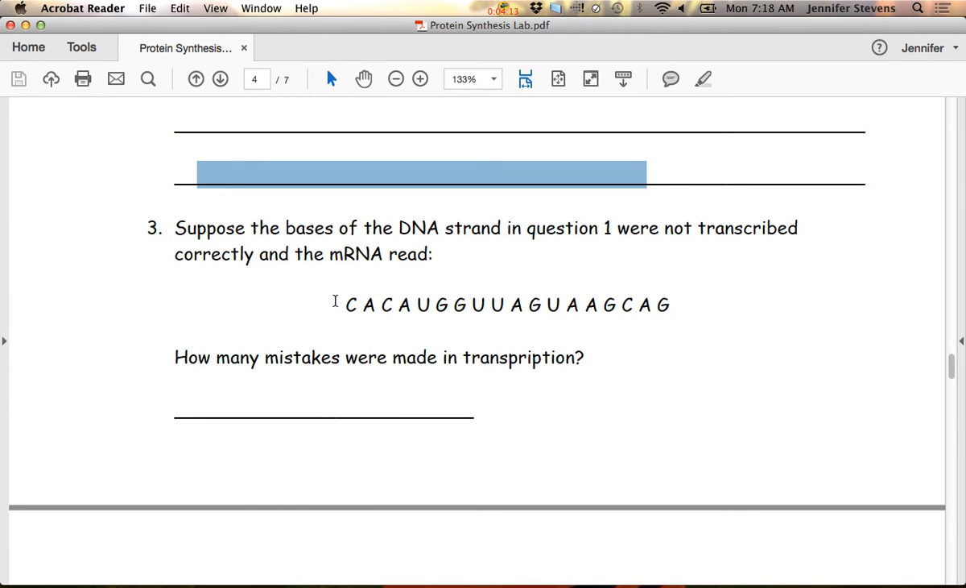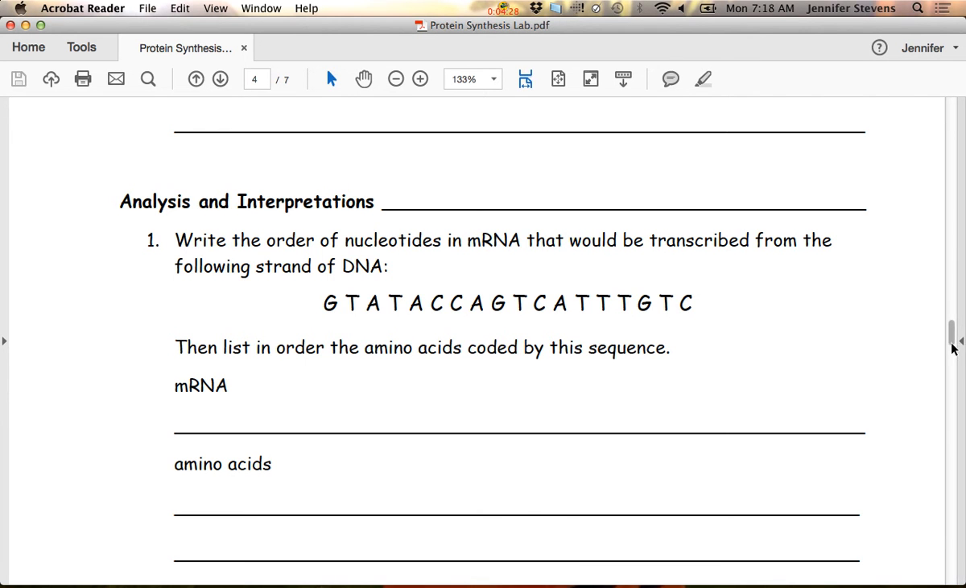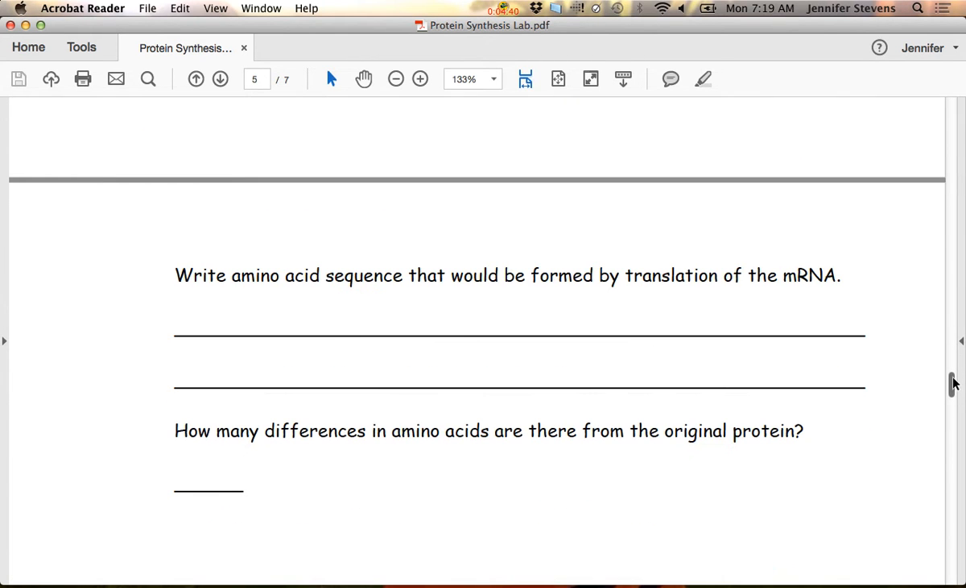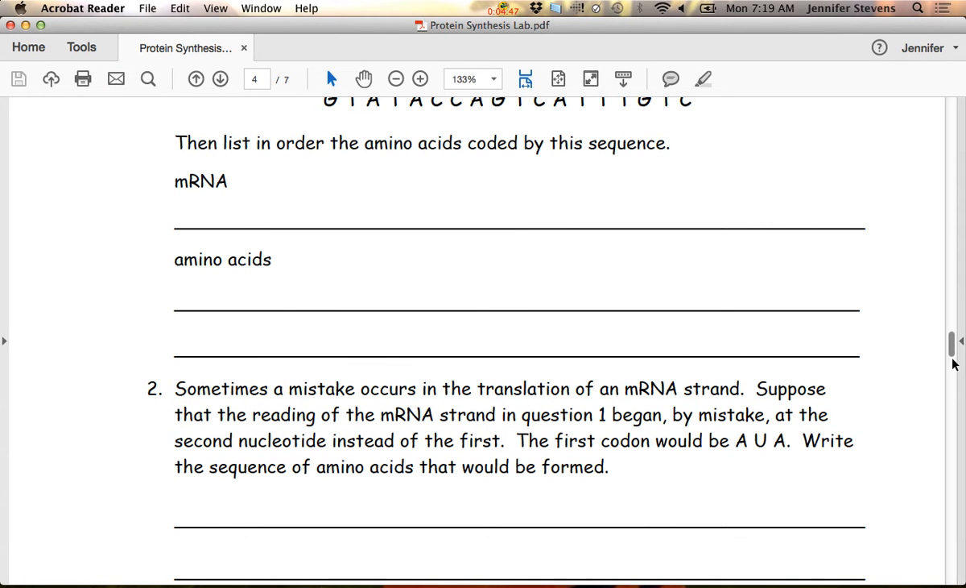All right, so for number 3, this is what we're going to create in terms of our mRNA strand. You're going to compare this mRNA strand with the one that you created in number 1 up here. The first thing you're going to do is talk about how many mistakes were made in transcription. Then you're going to translate this, and write the amino acid sequence. Then you're going to compare the amino acids that you just wrote to the amino acids that you did in number 1 and tell me how many differences there were.